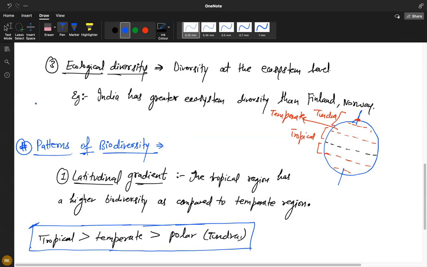Because polar bears can live in the tundra, in the polar. Walrus, penguins can live there. Why is the biodiversity less? Though you are correct that it could be one of the factors, it is not the major factor. Okay.